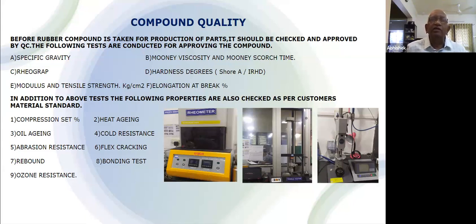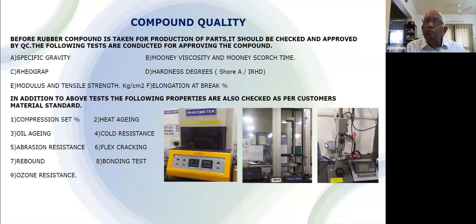Then next is the hardness degree. Hardness is another critical parameter in the rubber industry. Hardness can be Shore A, or it is also called IRHD. IRHD is International Rubber Hardness Degree. For some of the critical parts, like brake parts, brake seals for example, you have to check hardness in IRHD.